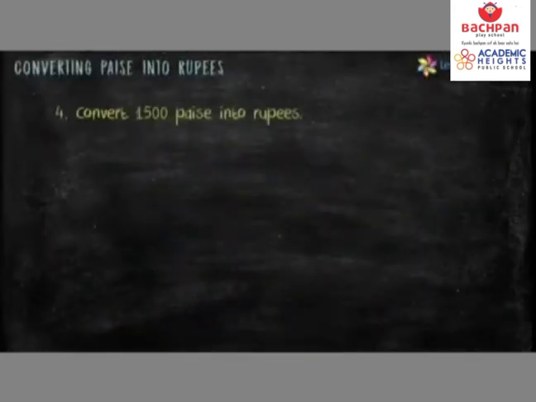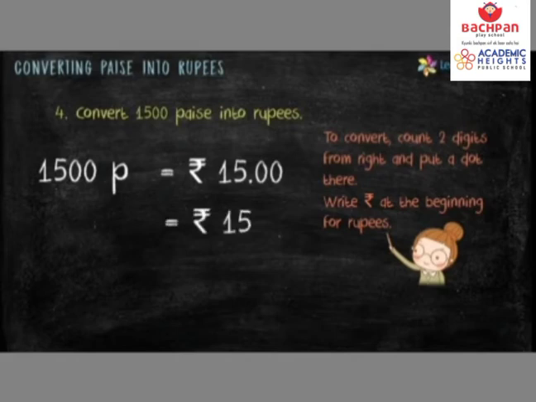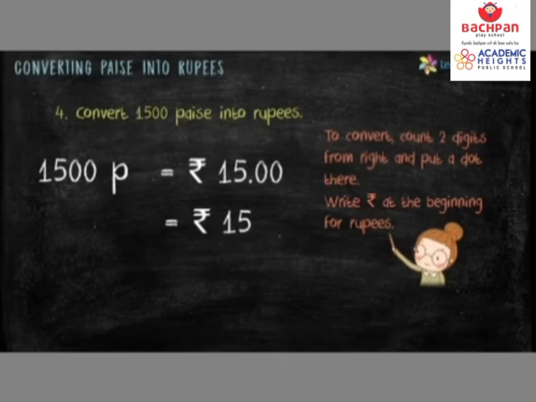Next example, convert 1500 paise into rupees. Same steps. First, we count the last 2 digits from the right and put a dot there. So, we put a dot after 5, which becomes 15.00, and write rupees at the beginning for rupees. Clear students? So that is rupees 15, because we can also write rupees 15, because 00 की कोई value नहीं है. That is clear students?